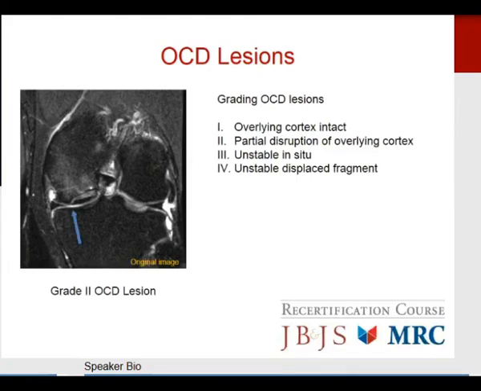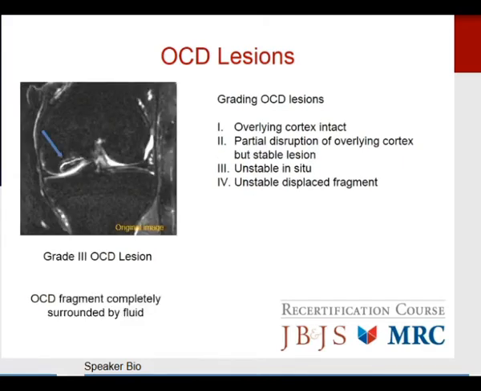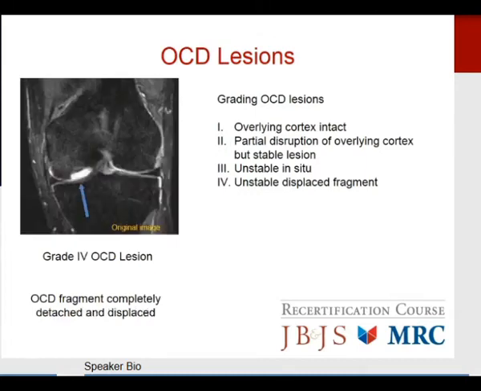OCD lesions, we have a 4-point grading system in MRI. Number 1 is just an intact overlying surface with subchondral marrow edema, and this is a stable lesion. A type 2 lesion, as we see in this picture, is a lesion with partial disruption of the overlying cortex, but the fragment is still stable anatomically. With a type 3, we have an unstable fragment in situ. Often this is demonstrated as fluid signal surrounding the fragment. We may have adjacent marrow edema and cystic change. And then a type 4 lesion is one in which the fragment is not only unstable, but has been displaced out of the original site.